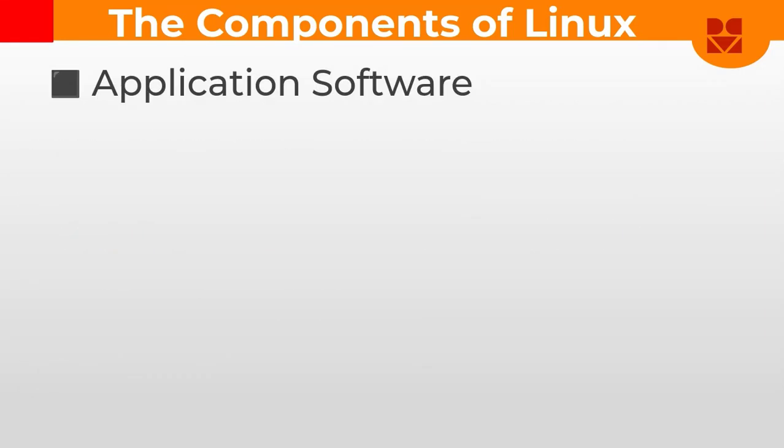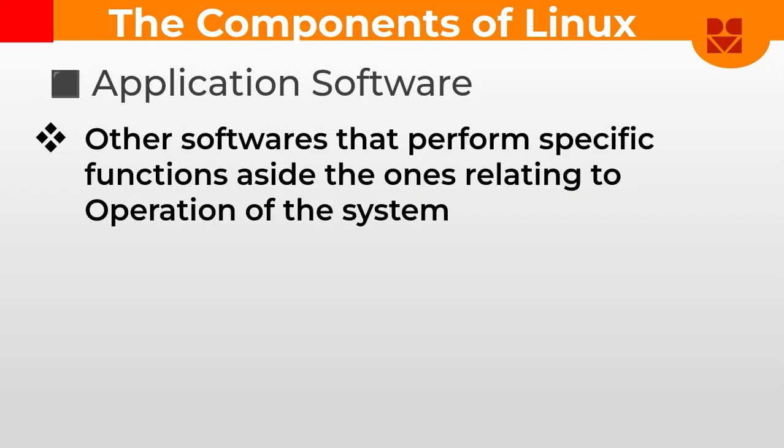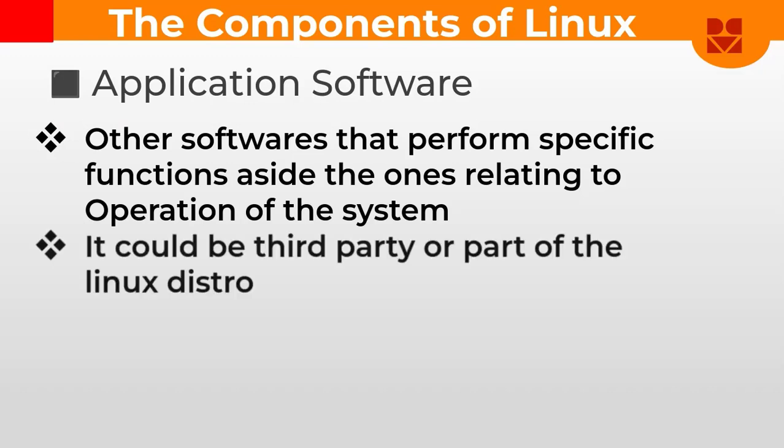And then the last component that we spoke about was the application software. So the application software is basically any other software aside from the operating system. Any other software that performs a specific task or function which is not part of the system operation, like memory management or allocation, and ensuring that the system performs well. So basically, application software is more or less third-party software or applications that may not be shipped with the Linux distribution. Some application software comes with the Linux distribution while others don't.